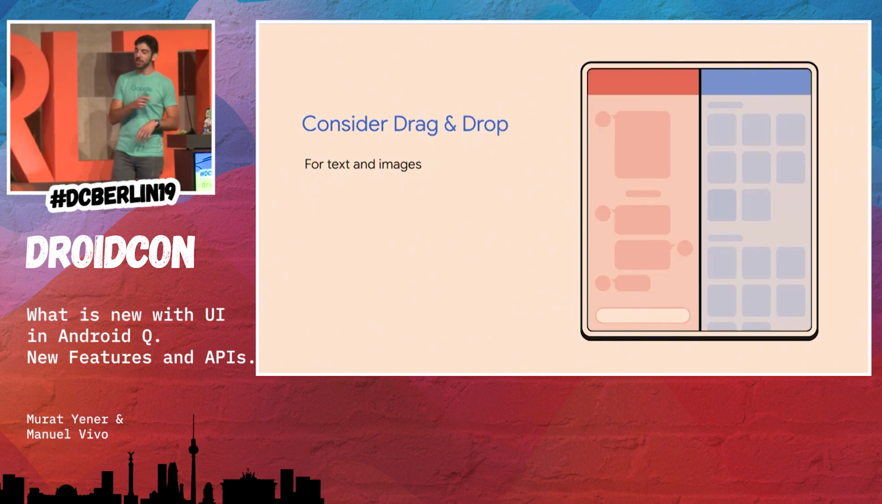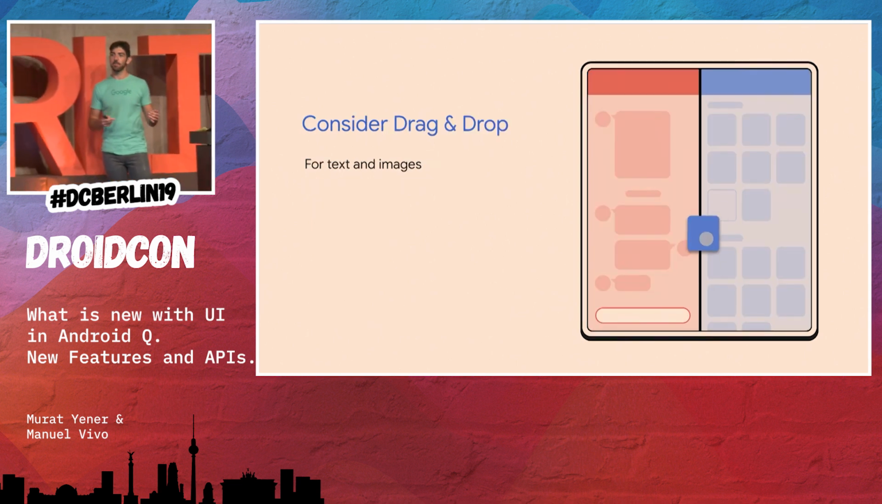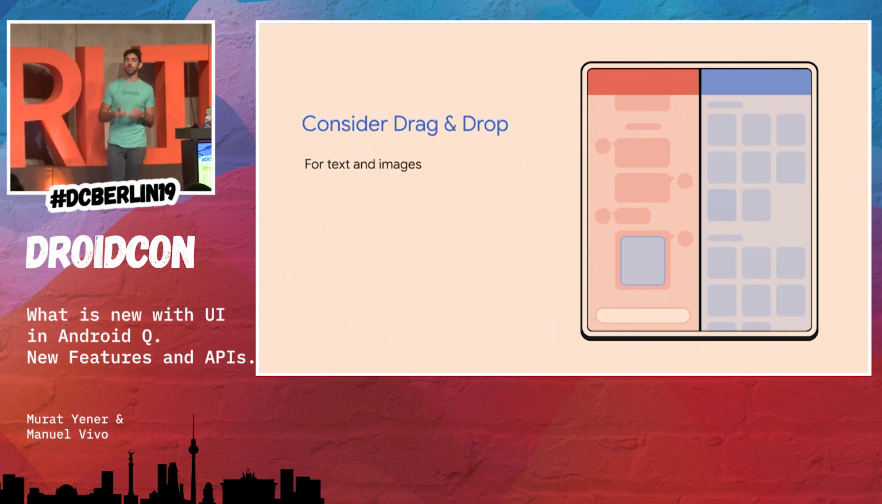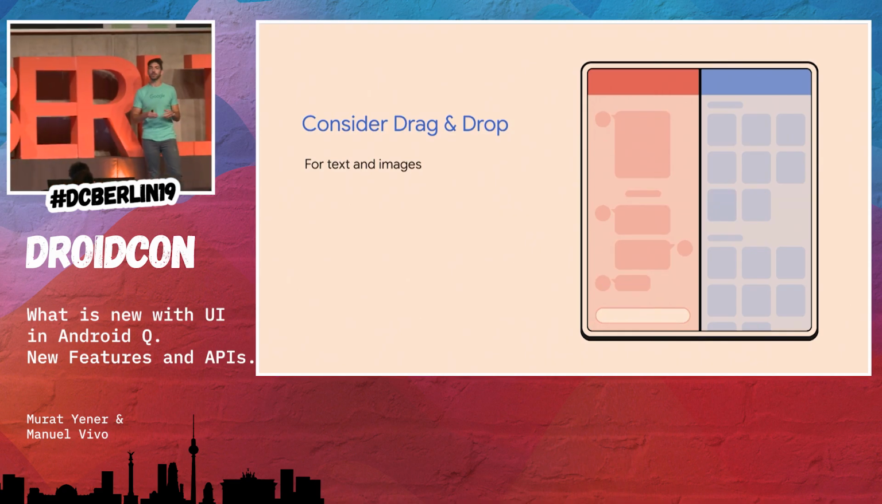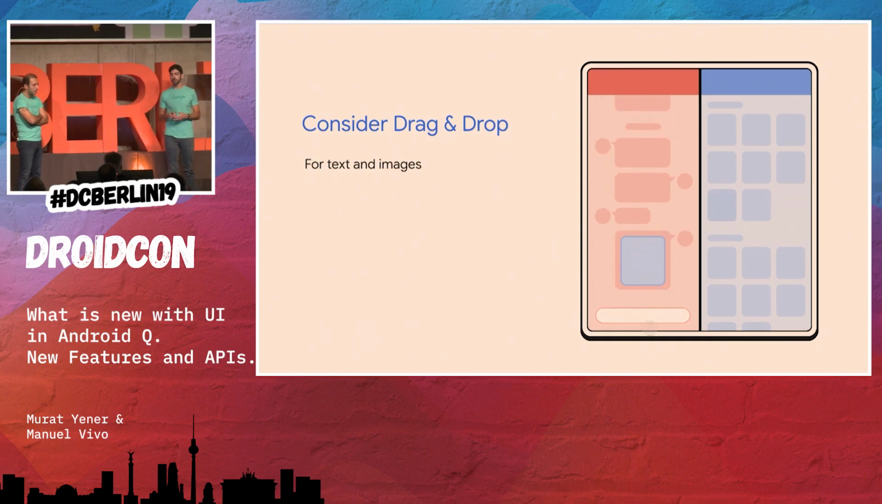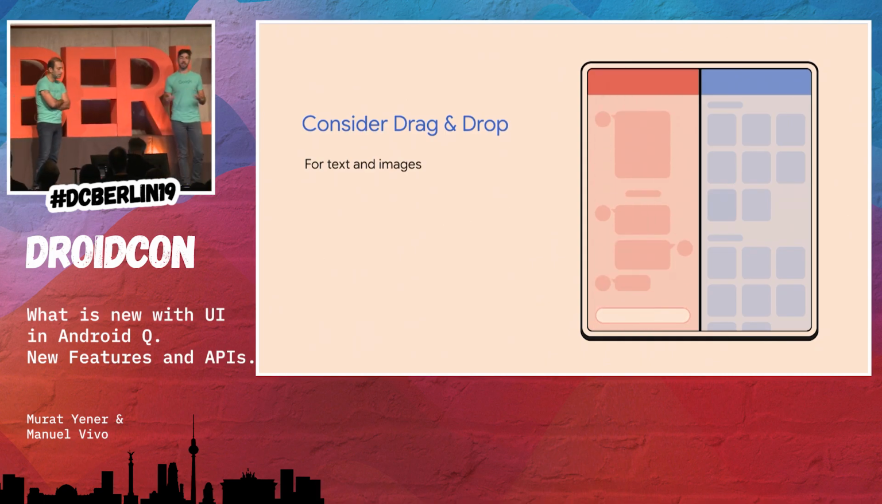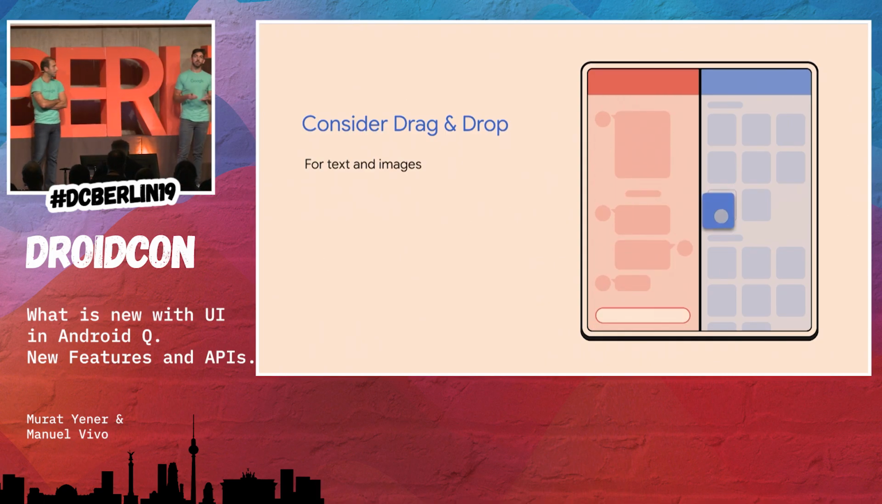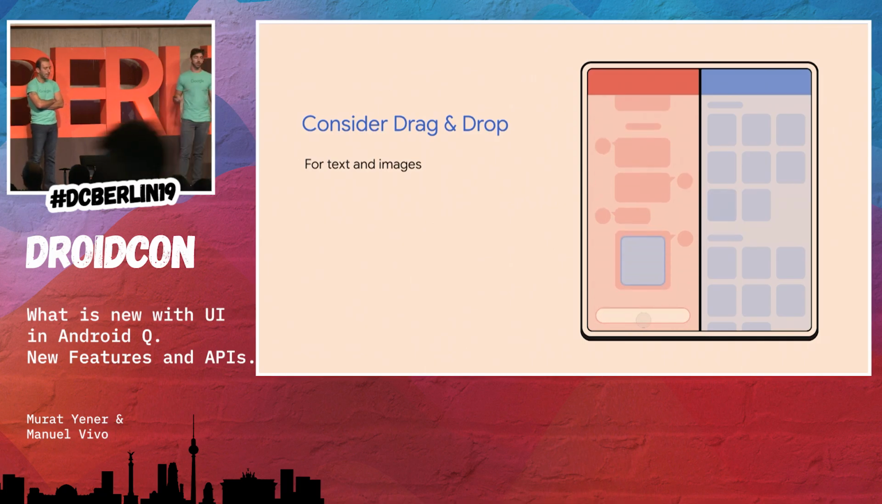Something that is not new in Q, actually it's been there since API 11, is drag and drop. With foldables becoming more common and multi-window also being more prominent on these kinds of devices and form factors, you should consider drag and drop for text and images. Obviously, if it makes sense for your app. If it doesn't, then don't.